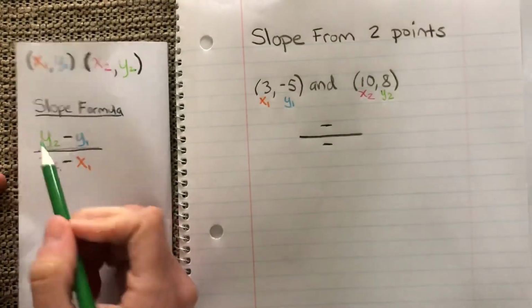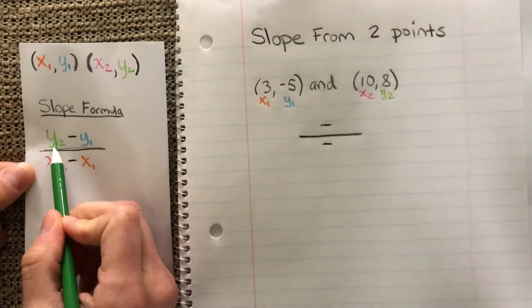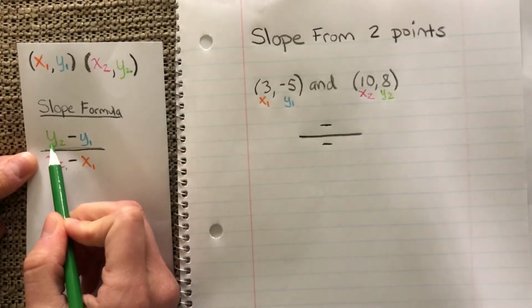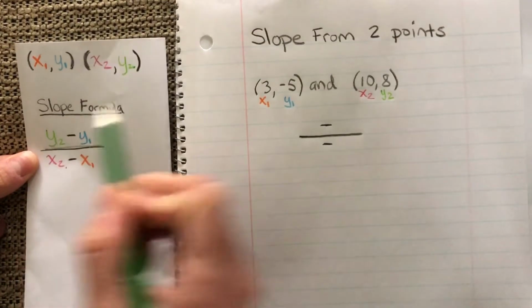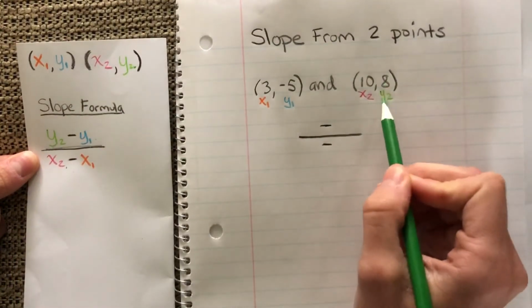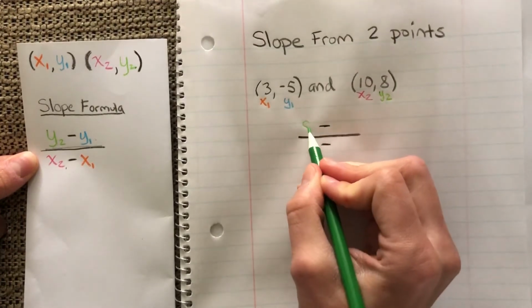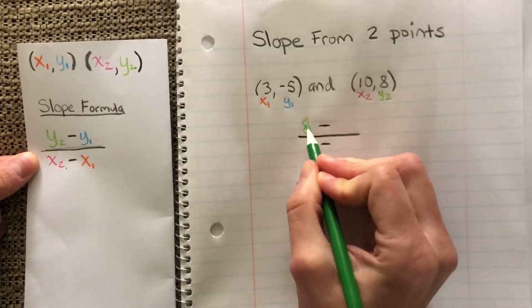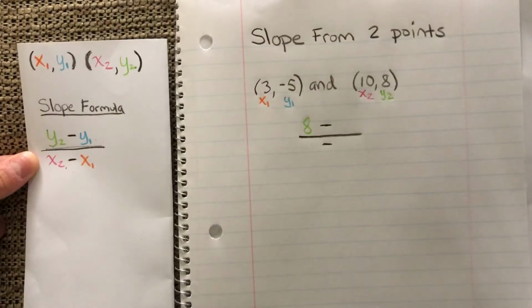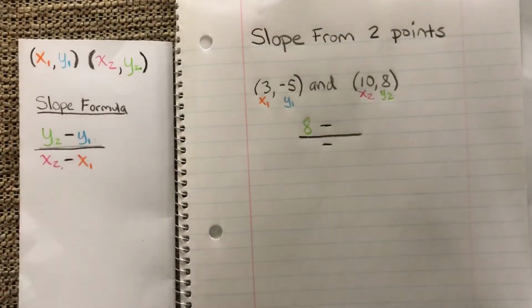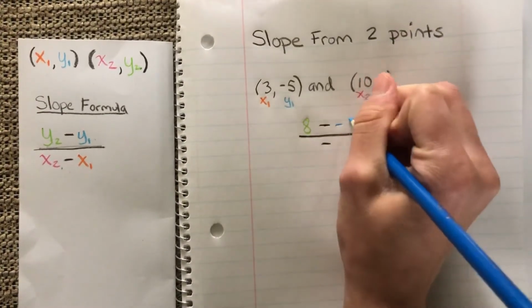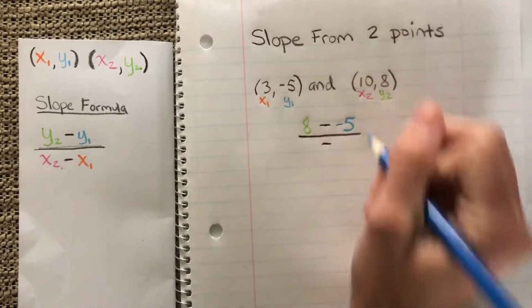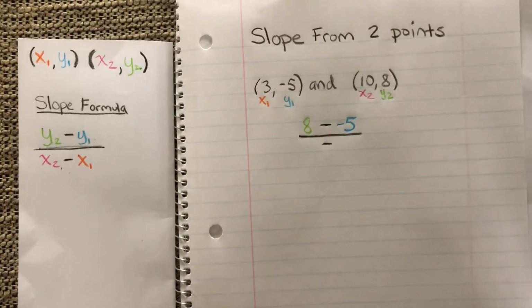The first thing I need to look for is my y2 value. And I did this color coordinated so we know exactly which number we're talking about. My y2 value is 8 because that's in the y2 position. So the number that goes right here is 8. My y1 value, the number that's in my y1 position, is -5. Goes right here. That represents the difference in your y values.